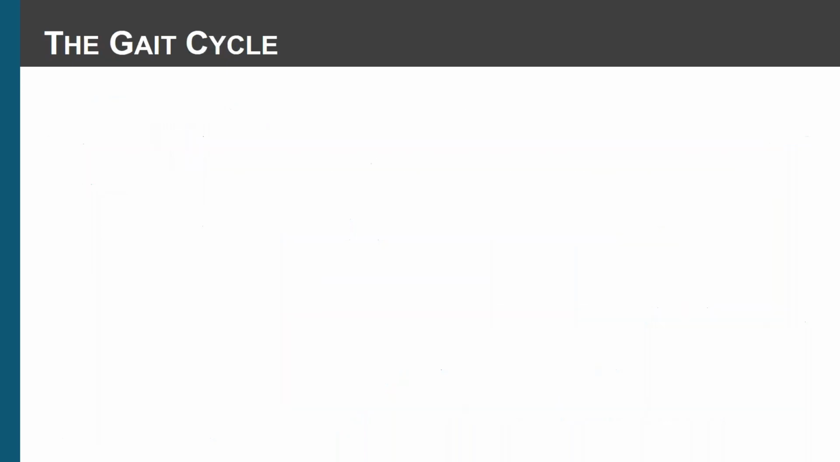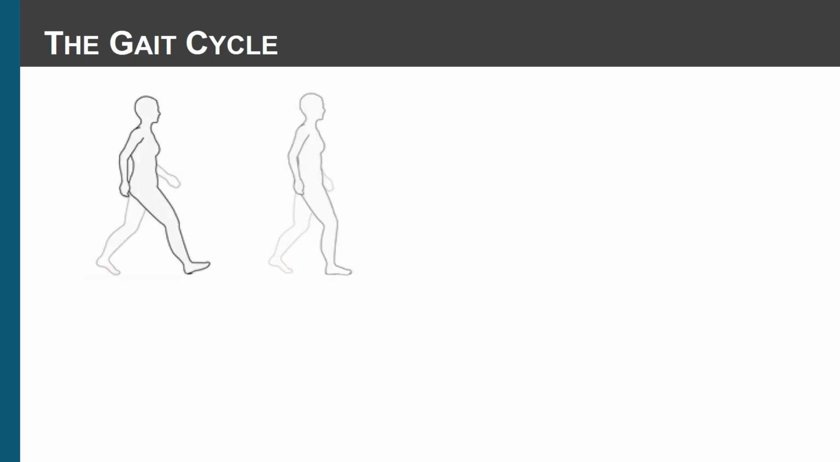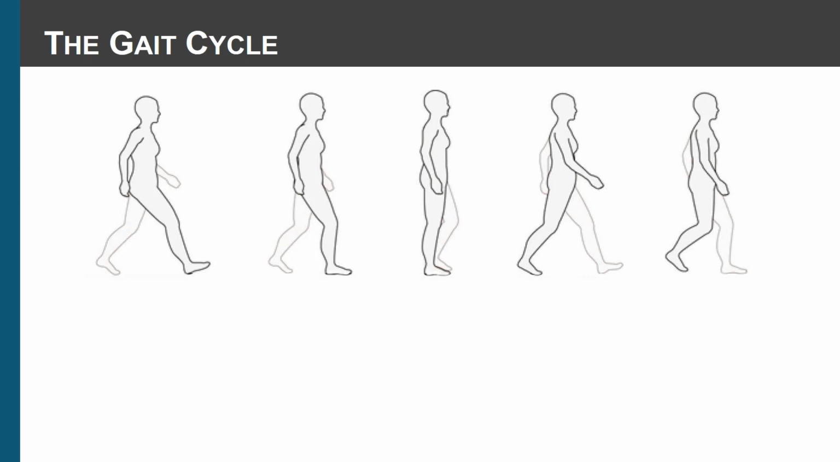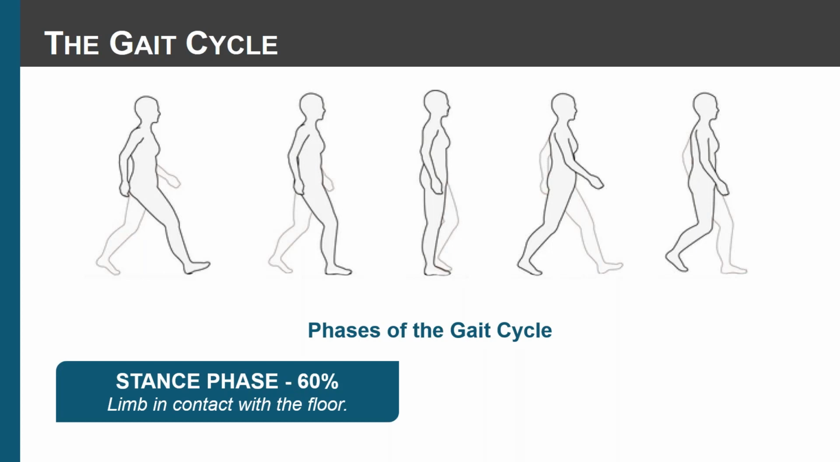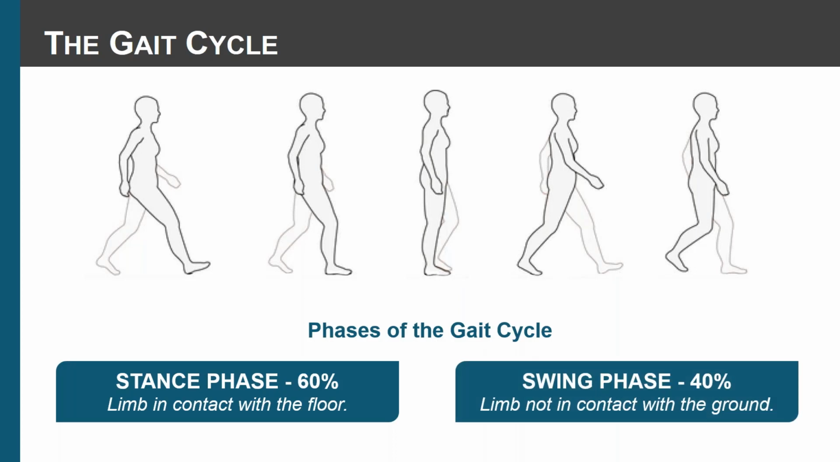So let's take a look at the gait cycle and break that down essentially. What we have in the gait cycle is two main phases. The first phase is the stance phase, and that comprises about 60% of the total gait cycle, and can be defined by the time period that the limb is in contact with the floor or the ground. The second part of the gait cycle is the swing phase, which is approximately 40%, and this occurs essentially when the limb is no longer on the ground; it's in the air, swinging across the body.